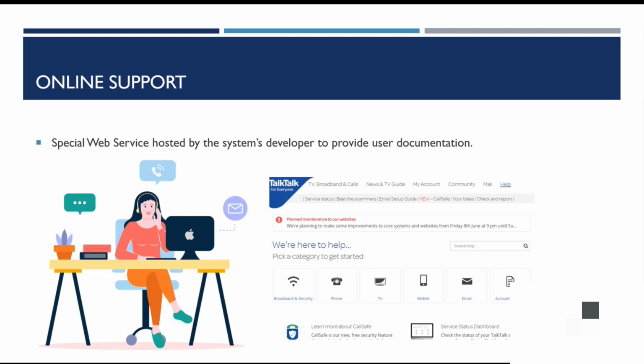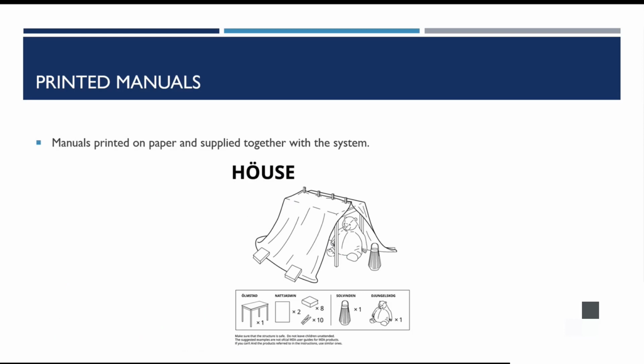On the other hand, there are some disadvantages. For example, it's useless if you have no internet connection, and the live support doesn't work well with users who are unfamiliar with computers. All right, moving on, we have the final one. Printed manuals. So printed manuals are manuals that are printed on paper and supplied together with the system.